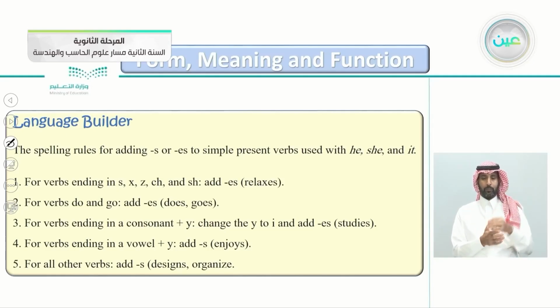Number four, verbs ending in a vowel plus y, we just add s, like enjoy becomes enjoys, or play becomes plays, and so on. Number five, for all other verbs, we just add s, like designs, organizes, and so on.